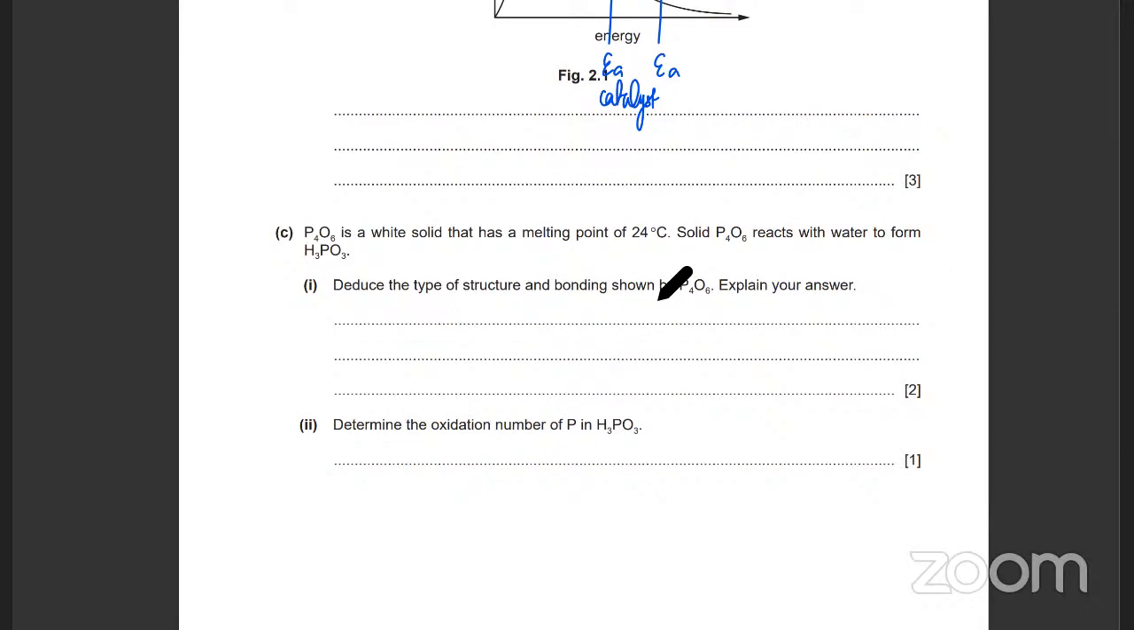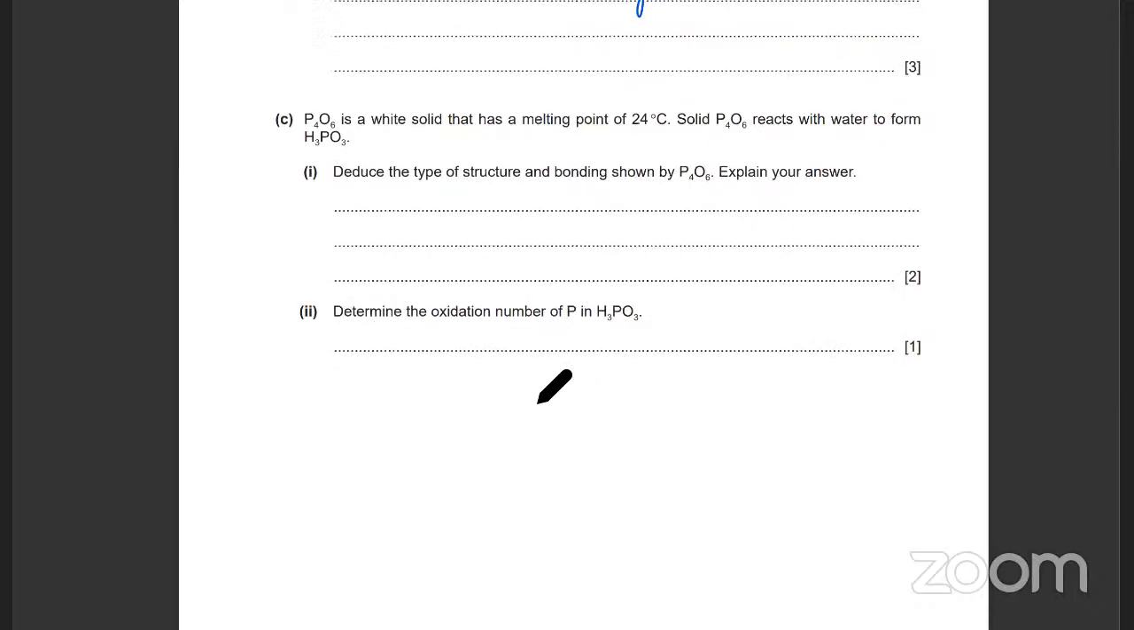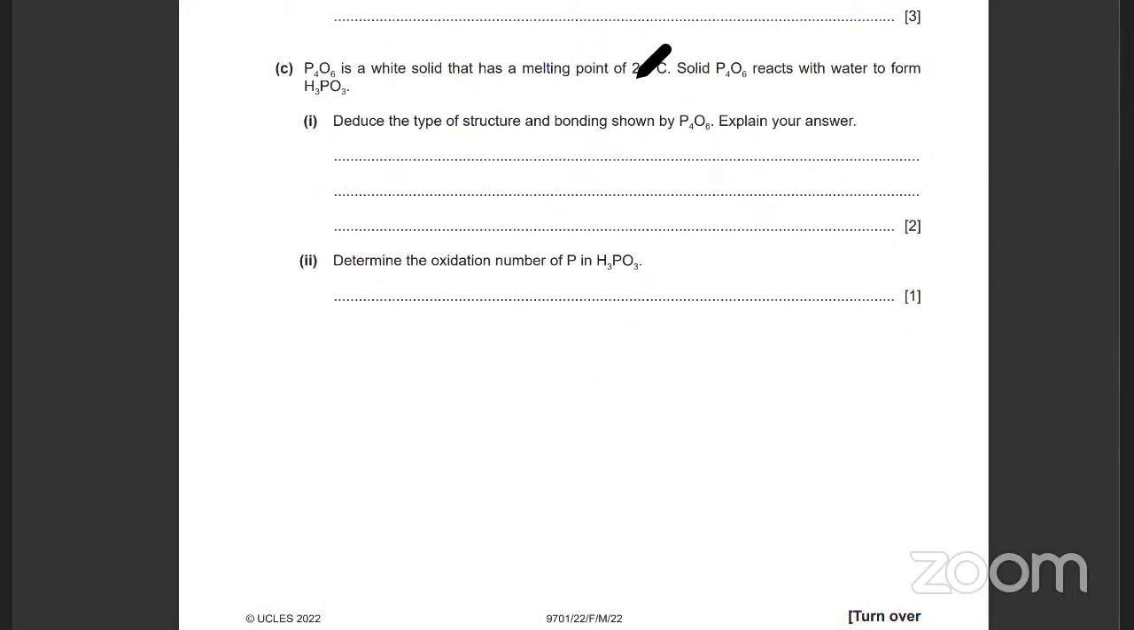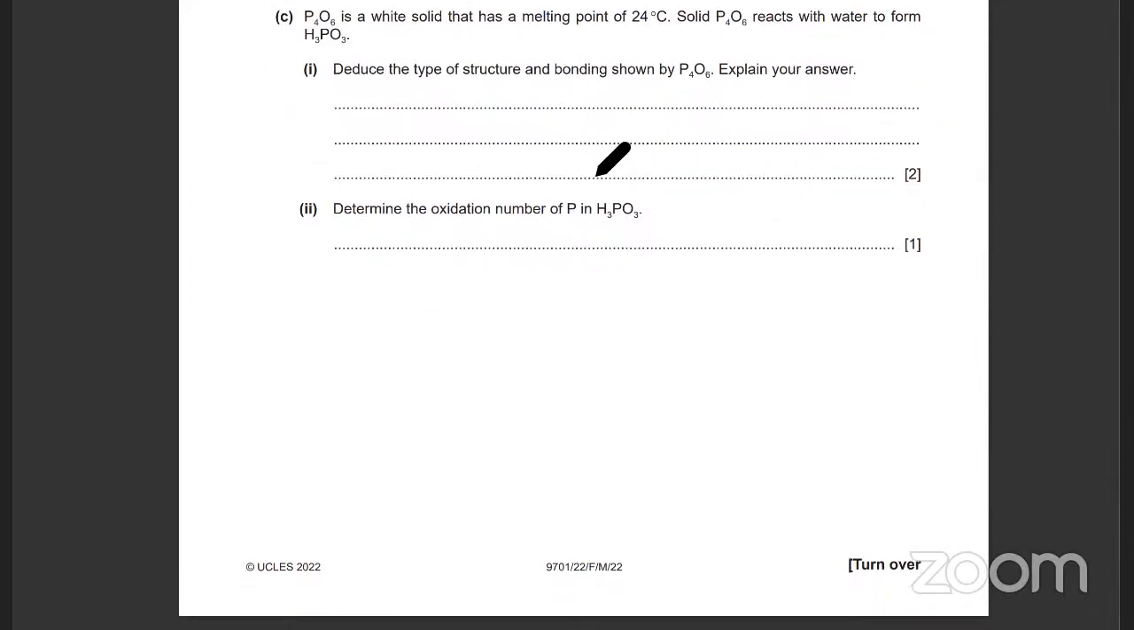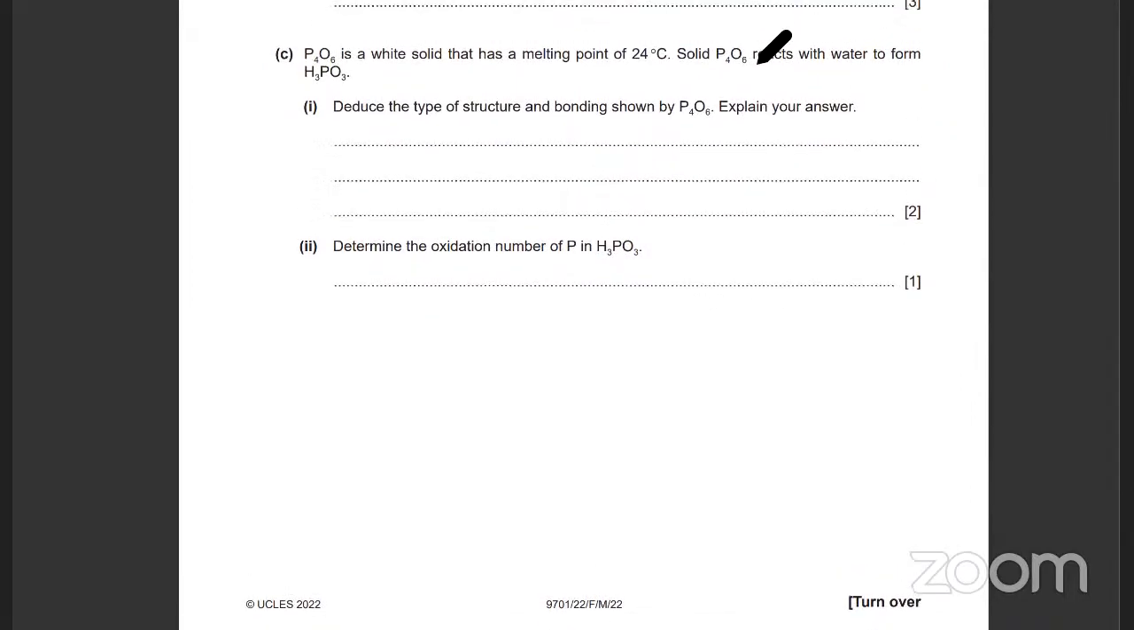P4O6, what's the type of bonding and structure? The covalent bonding. And what's the structure? Giant covalent or simple molecular? Simple molecular. So it's going to be simple molecular because it's got low melting points. So it's simple molecular and it's covalent. And you have to explain because it has low melting point. That's what you're going to write. And it hydrolyzes in water as well.